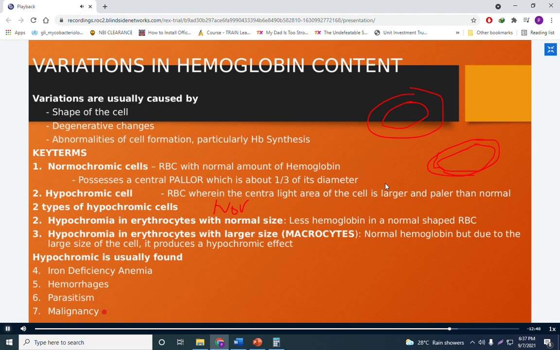And you have your malignancy class. So, malignancy is a first year cancer. Madali lang naman siya tandaan, class, when you hear the word normal amount, hypo, meaning low or decrease.